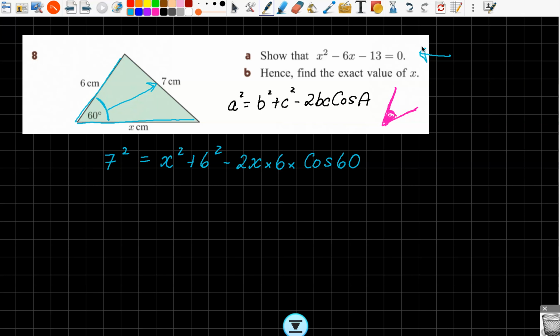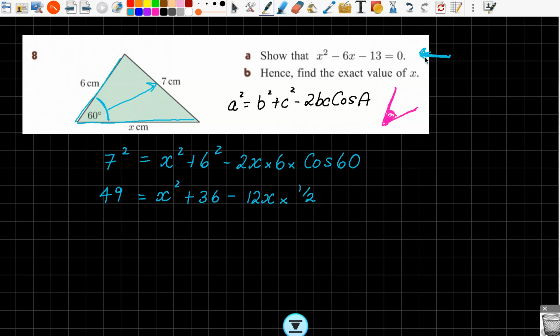And I would argue that you're not exhausted yet, because you at least know that 7 squared is 49. Can't do much with the x squared. 6 squared is 36. Now 2 sixes are 12x. And when you put cos 60 into your calculator, it will tell you that it's a half. And so now all of a sudden, things are starting to look a little bit better, aren't they? This is starting to look a little bit like what we've got up here.